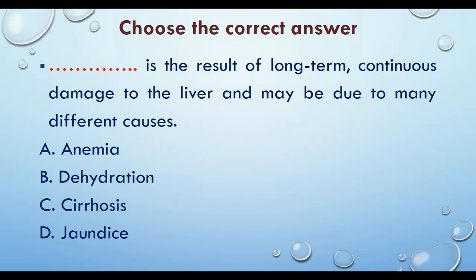Cirrhosis is the result of long-term, continuous damage to the liver and may be due to many different causes.